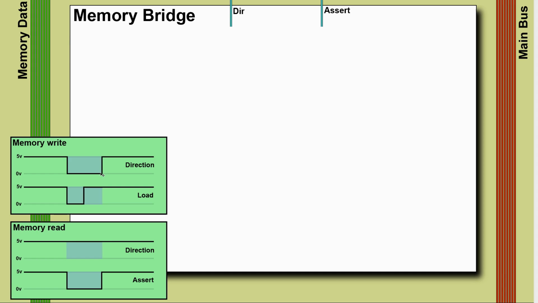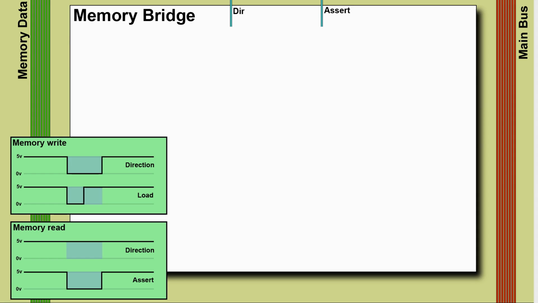Now what the direction line is, it's basically the same signal as load, but we're not ORing that with the inverted clock. So it tells us for the entire duration of the cycle that the direction of data travel is from the bus into the memory data. So we have a two-way operation. During a memory read, we want to take whatever's on memory data and put it onto the main bus, and during memory write we want to do the opposite way.